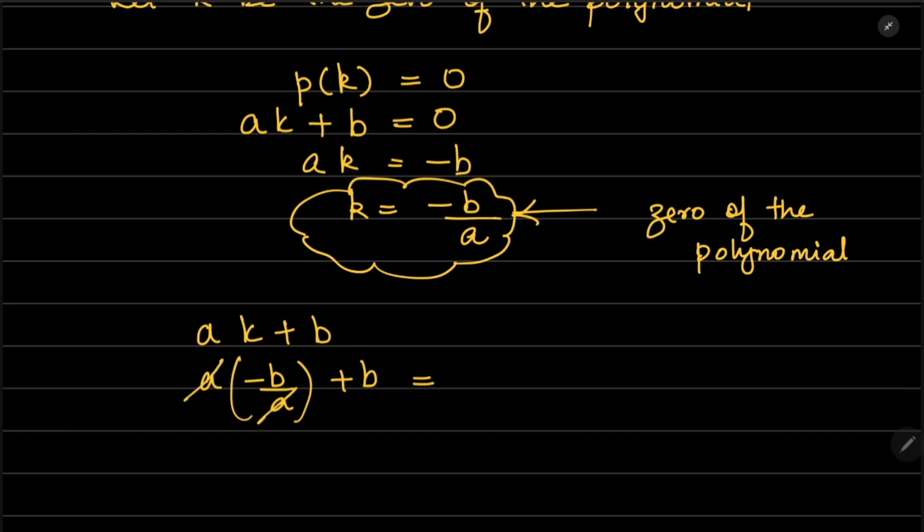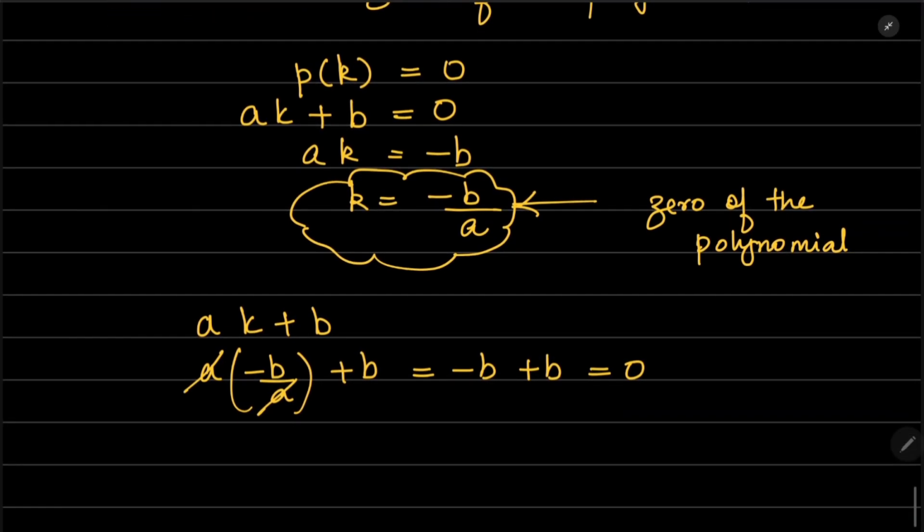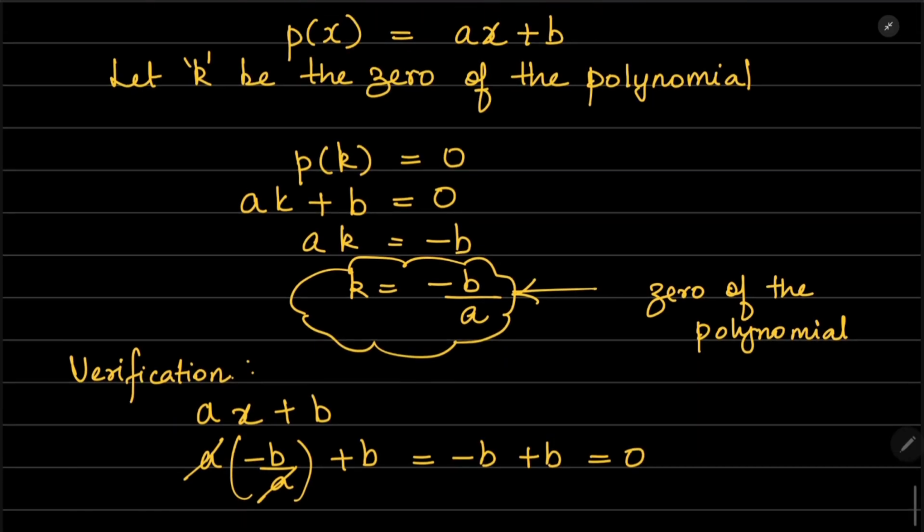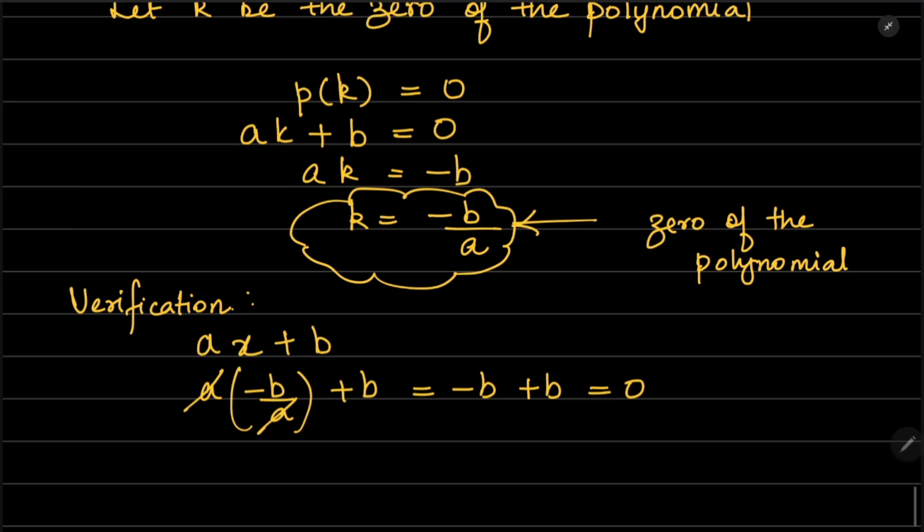Plus a and a will get cancelled. So you will get minus b plus b, which is 0. So in place of x, or in place of k, if I put minus b by a, then what am I getting here? I am getting a 0. So minus b by a is the 0 of the polynomial. This is just for your verification. In place of k, you can write the original polynomial of the form p of x, so in place of x, you are just substituting minus b by a.